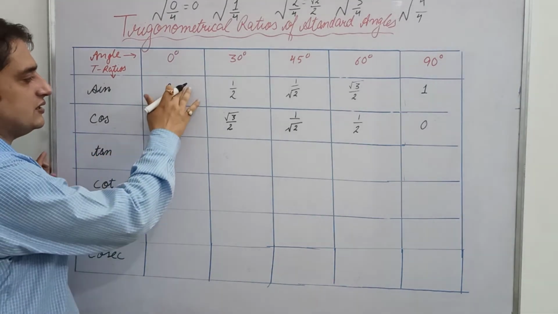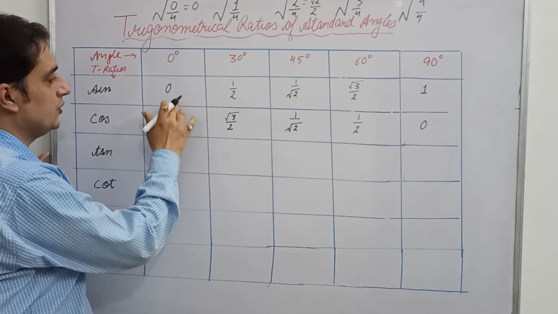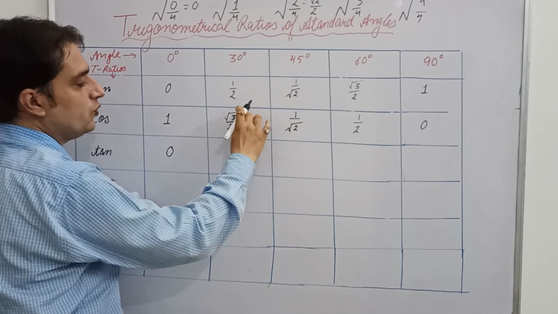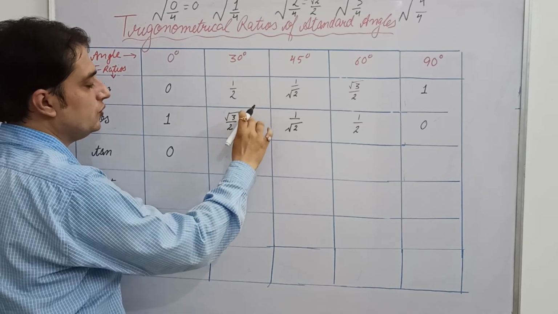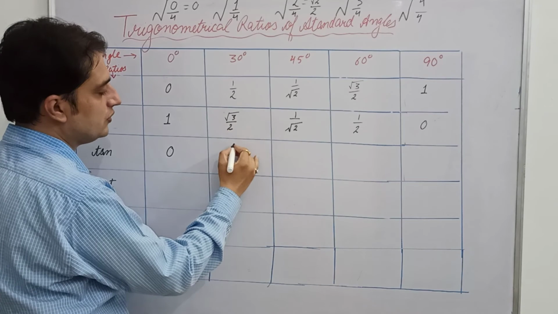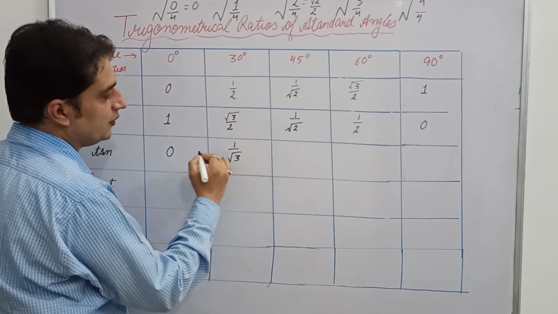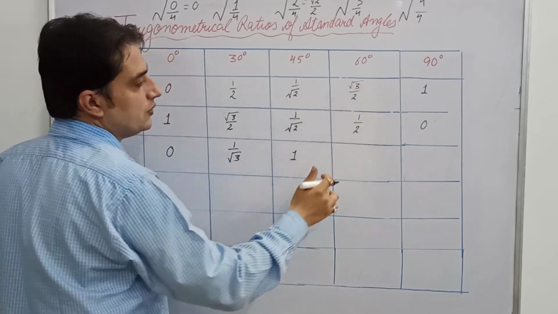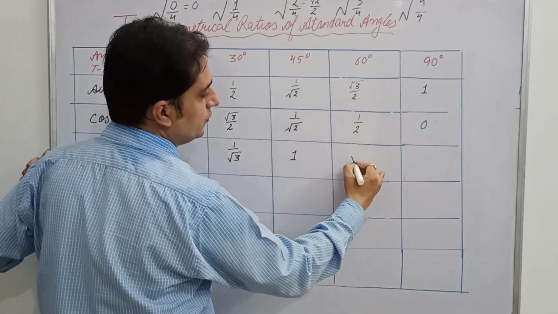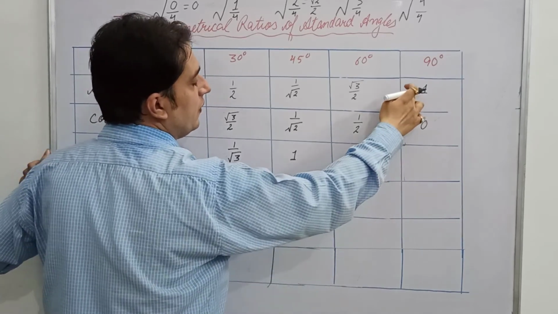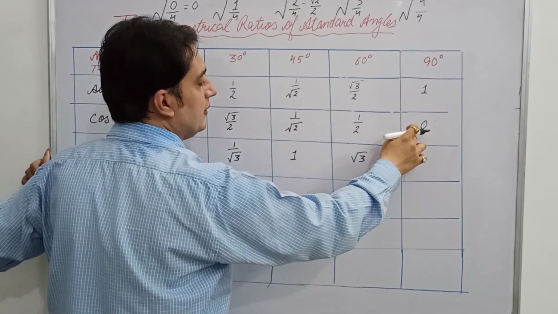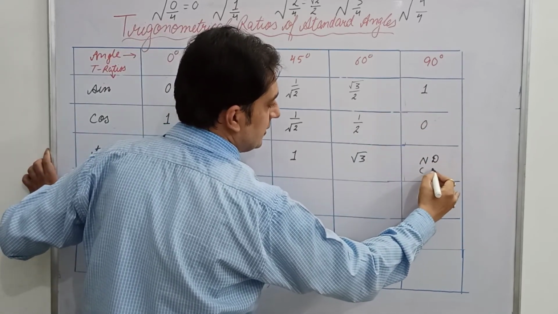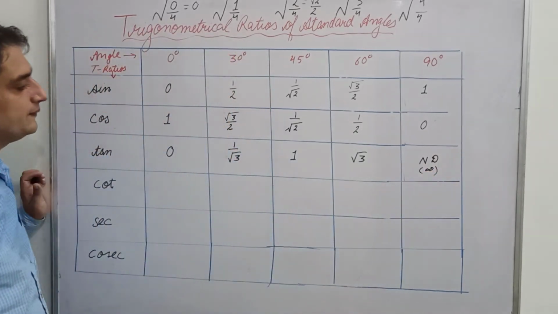So for tangent, just divide the values of sine by the cos. So 0 by 1, that is 0. 1 by 2 divided by root 3 by 2, so 2 cancels out 2, and it becomes 1 by root 3. Then 1 by root 2 divided by 1 by root 2 is 1. Then divide these two numbers, 2 cancels out 2, the value is root 3. And 1 divided by 0, division by 0 is not defined, or you can write this symbol, that is infinity, for not defined.